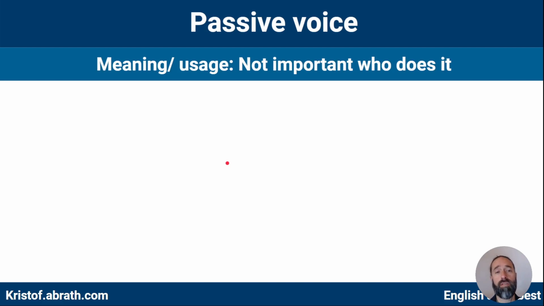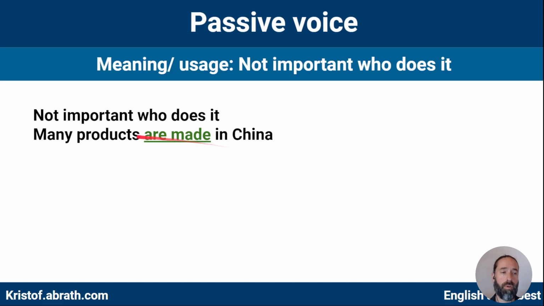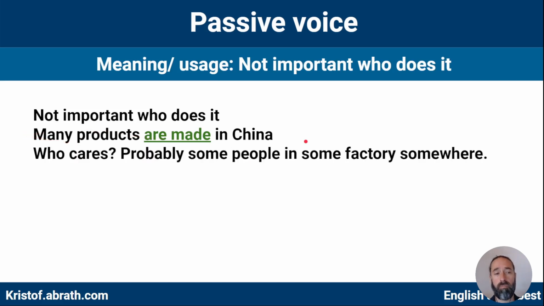Another reason is for when it's not important who does it. So, for example, many products are made in China. Who cares? Probably some people in some factory somewhere. It's not important who made the products. It's more important that those products are made in China, not who.